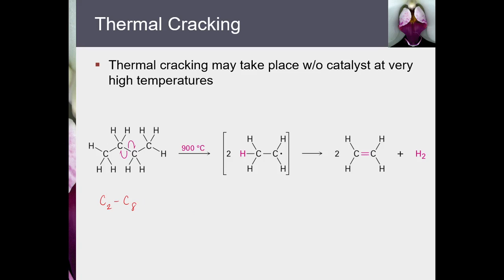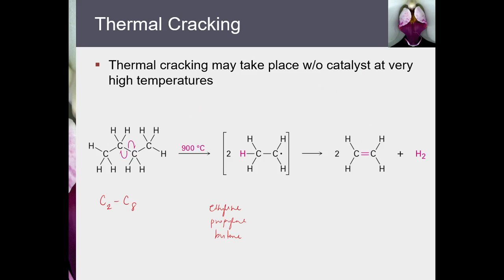So, isusulat ko. So, the products will be ethylene, propylene, and butene. So, this is, ethylene is 2 carbons, propylene tatlo, and then butene, apat. So, in thermal cracking, it may take place without a catalyst, but you need a very high temperature.